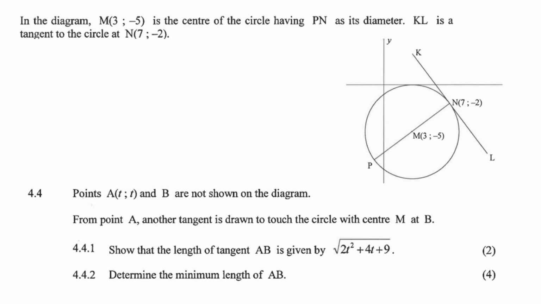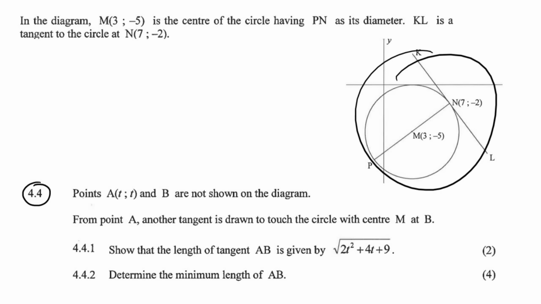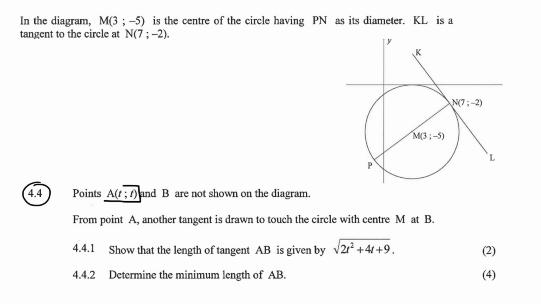Now, here's the last one for this question. So this is question 4.4 now. It says point A. Now, point A is not over here, but it says point A. Now, this part is critical that you understand. It says that it's got the same coordinates.